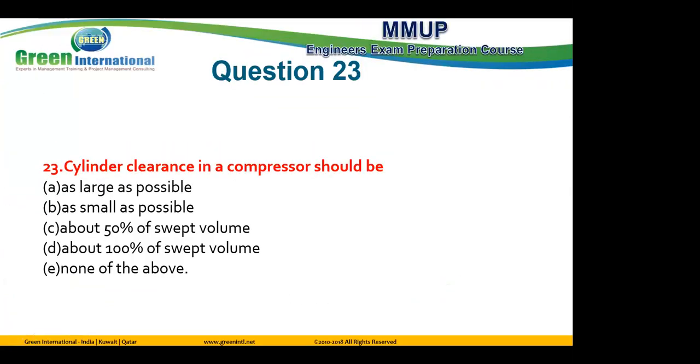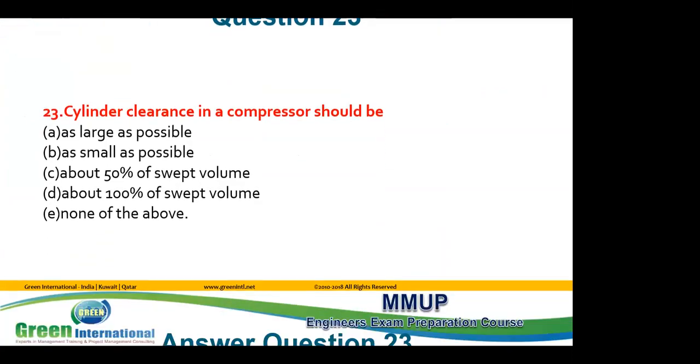Cylinder clearance in a compressor should be: B, as small as possible. As small as possible. Great.